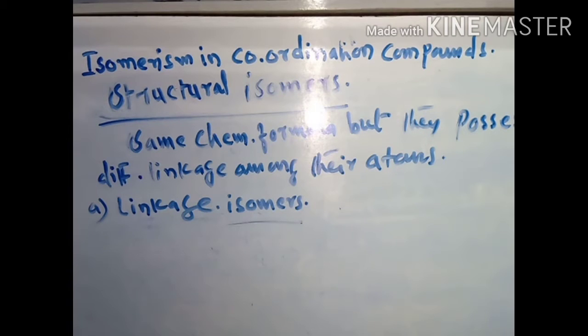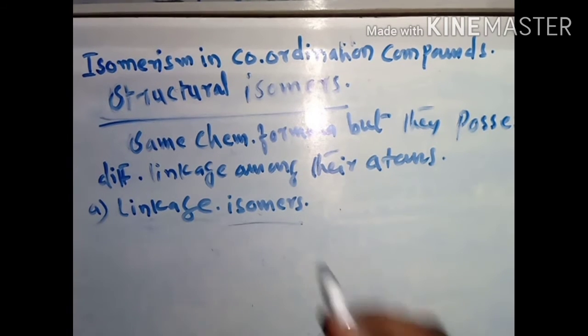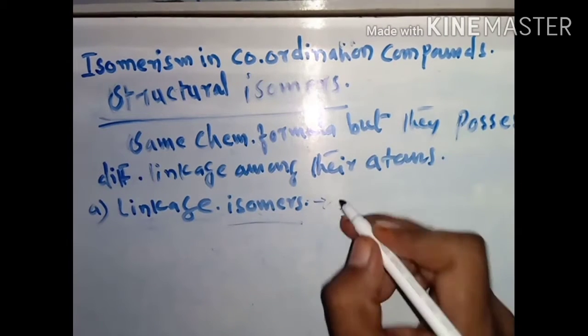In linkage isomers, it coordinates to the metal via different donor atoms. Means you can say the central metal ion is attached to a different donor atom of the same ligand. Means we have discussed this in ambidentate ligand, in which in one ligand there are two types of donor atoms. So we shall discuss the example. Now, first we shall see linkage isomers.